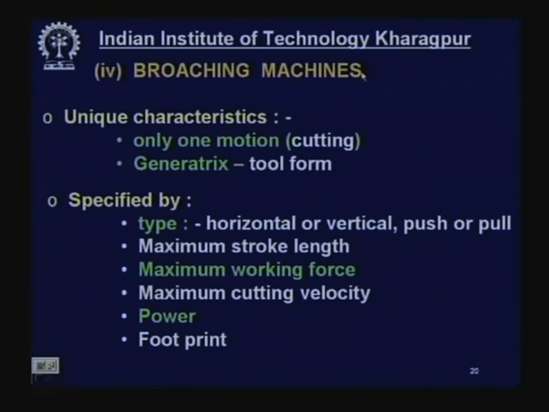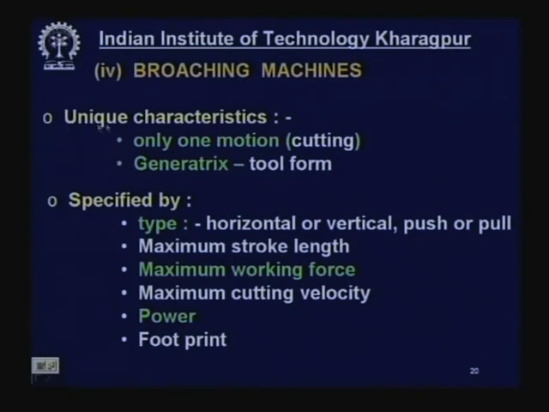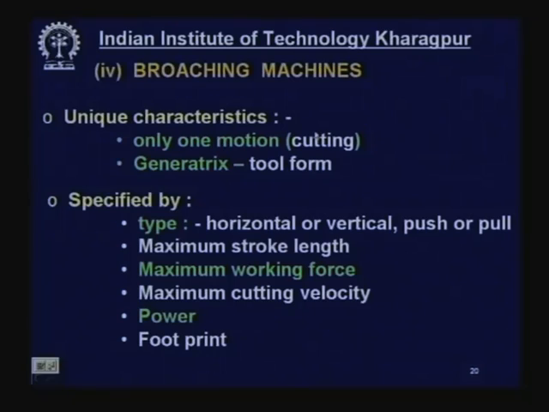Now, coming to broaching machines, as I told you, there are different types of broaching tools available which can be designed and developed, and similarly the number of machine tools is also quite large, maybe about a dozen types of broaching machines are available. So, what are the unique characteristics of broaching machines? These are costly, no doubt, for different reasons, but the unique characteristic is that there is only one motion. You will not find any other machine tool where the motion is only one. Broaching machine is the only machine tool where the motion is only one, and that is called cutting motion and is imparted to the cutting tool.